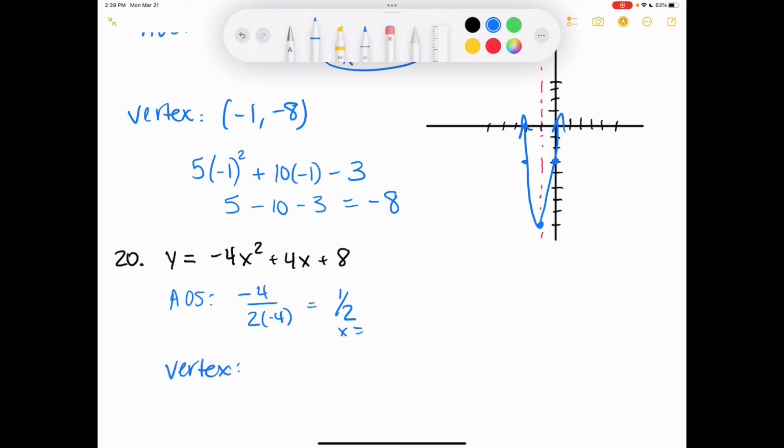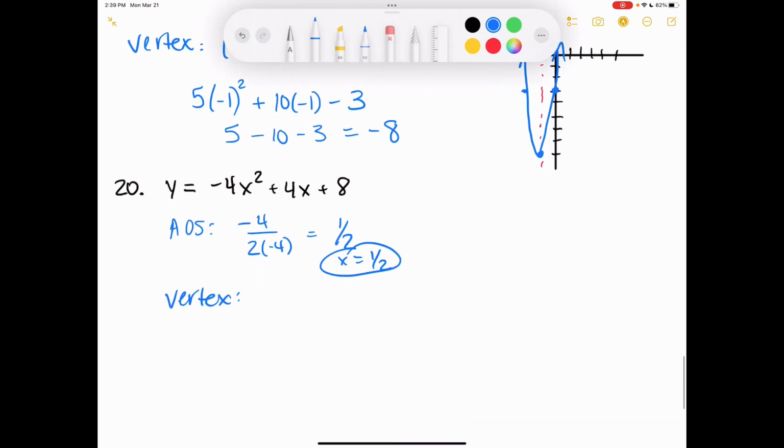Vertex. So, I'm going to plug in 1/2 up here. Okay, I know we hate fractions, but that's just the reality of this stuff. We are going to have fractions. So, I need to find the y coordinate, so I'm plugging it in. -4 times 1/2 squared plus 4 times 1/2 plus 8.